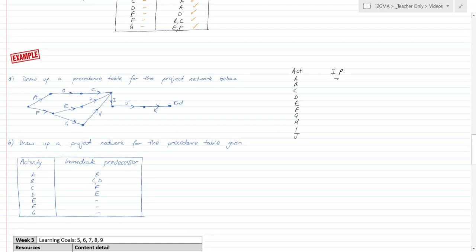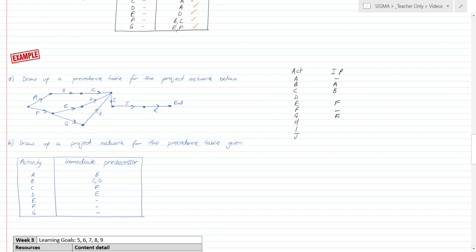A, I can do straight away. F, I can do straight away because they both have no immediate predecessors. B, I can do, but I need to have done A first. C, I can do, but I need to have done B first. So that one's pretty easy. E, I can do, but I need to have done F first. And G, I can do, but I need to have done F first. Hopefully you can see that.